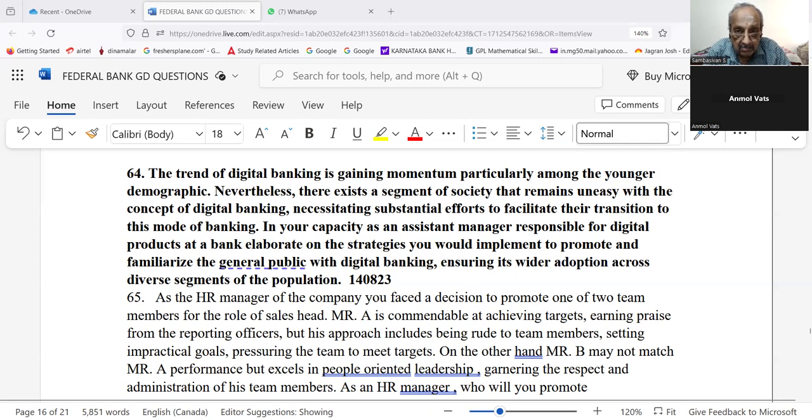So, sir, basically, I have to implement those strategies so that the general public would benefit from my strategies too, as an assistant manager. So this is the question, right, sir?